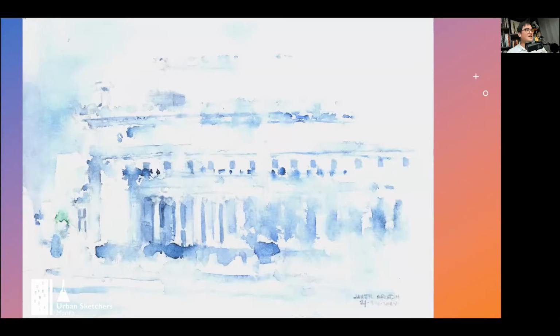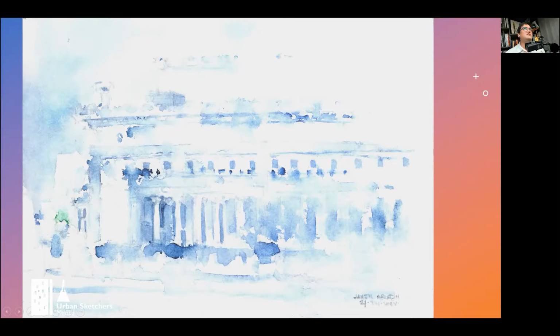Now, this is an example of what I meant. Back in 2006, this is what I drew of the post office building. I wasn't really planning on it. We were going around with a bunch of architects, and we stopped at this for 15 minutes. And so this is what I did.